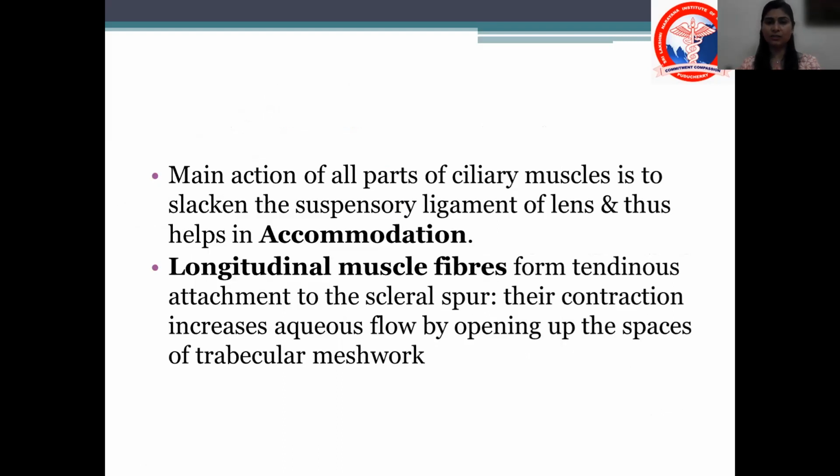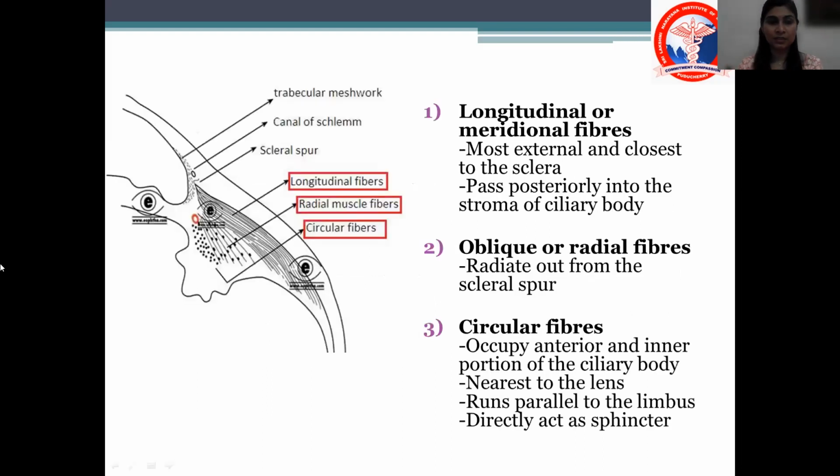The main action of all the parts of the ciliary muscle is to slacken the suspensory ligaments of the lens and thus help in accommodation. The longitudinal muscle fibers form a tendinous attachment to the scleral spur, and their contraction increases the aqueous flow by opening up the spaces of the trabecular meshwork. These longitudinal fibers are attached to the scleral spur, and the collapsible openings of the trabecular meshwork, when these fibers contract, they pull the openings open, and the drainage of the aqueous humor increases.